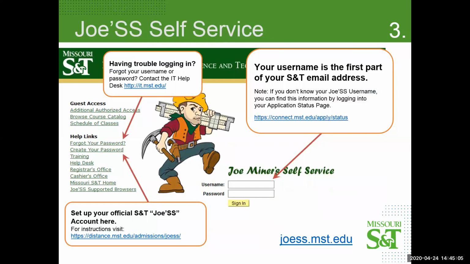This is what you'll use to log into your Gmail and your Canvas and things like that. So for instructions on setting up your Joe's, you can click on the website that's down here on the bottom. Your username is going to be the first part of your S&T email address. If you're not sure what your username is, you can find that by logging into your application status page.